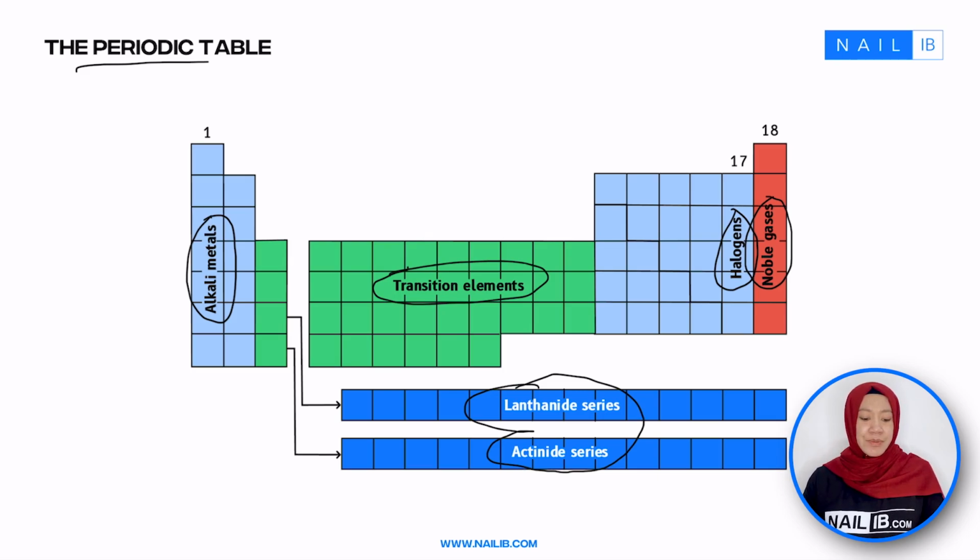Group 1 elements are the alkali metals, and transition elements are the metals in the middle section of the periodic table, this one. Group 17 nonmetals are the halogens, and group 18 are the noble gases. Lanthanide and actinide series are placed separately at the bottom. We don't really talk about the lanthanide and actinide series in IB chemistry, but this series contains rare earth metals and they have radioactive properties.